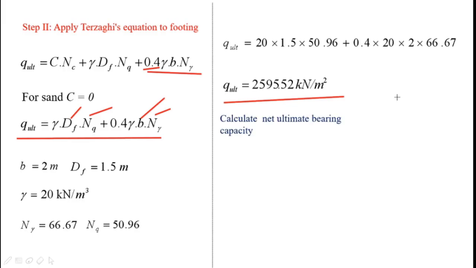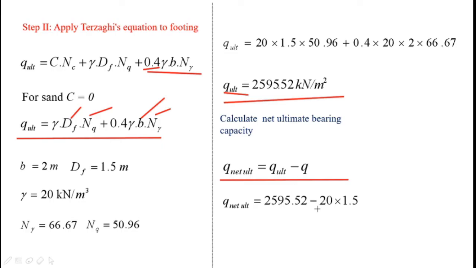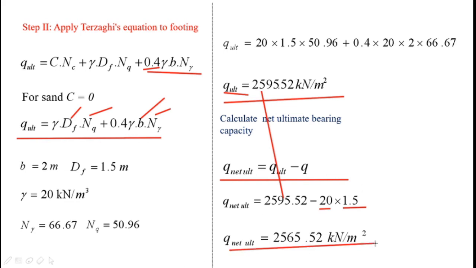Okay, so from q ultimate we'll calculate the net ultimate bearing capacity. Net ultimate bearing capacity is nothing but q ultimate minus the surcharge pressure, which is gamma into Df. This is what I have done. This q ultimate is here, this is the value of gamma, this is the value of Df, and this is called the surcharge value. Once you subtract that value, you will get your net ultimate value. Again, this is not our final answer. We have to determine safe bearing capacity. So we'll keep going ahead.